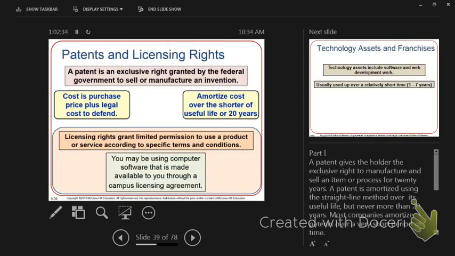Patents and licensing. A patent is an exclusive right granted by the government to sell or manufacture something. All right, with a patent, you include the purchase price and anything you had to spend to legally defend it. Patents can be over anything, but the most common one we talk about is drugs. When a new drug comes out, if you can't get a generic, that's because there's a patent on it. And when the patent expires, what happens to that drug? Everybody sells it, and the price drops. But as long as the patent's there, the price is so expensive because only one person can sell it.